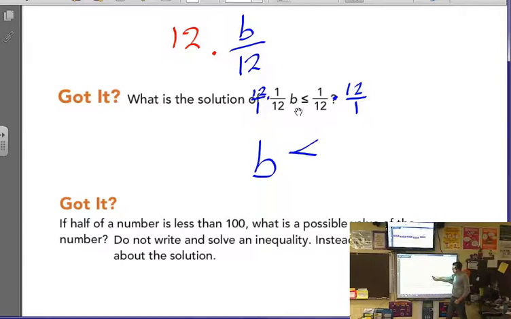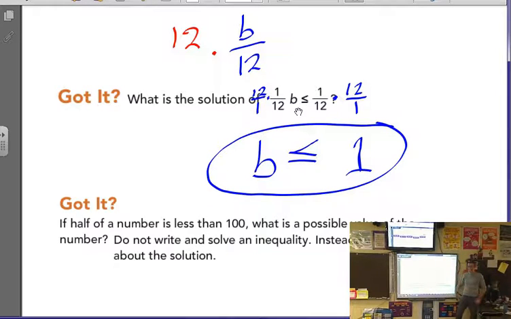And we get just b is less than or equal to, because we multiplied by a positive, that doesn't change the direction of my inequality. 1/12 times 12 just gives me 1. So I get that b is less than or equal to a value of positive 1.